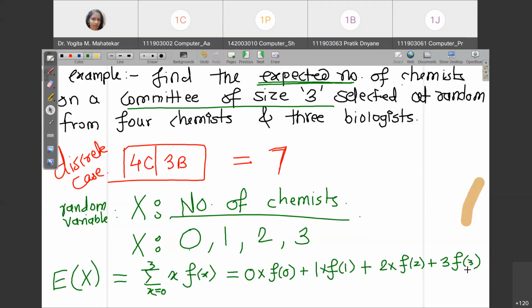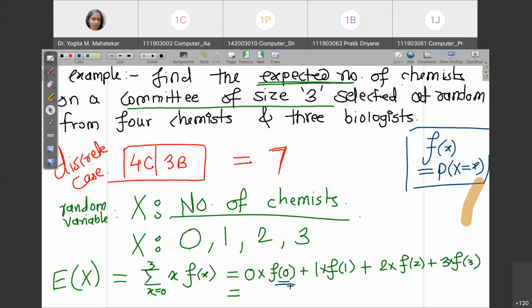What is small f of x? Tell me quickly. Small f of x is the probability that capital X is equal to x, right? The probability function. Now tell me, what is f of 0? First, tell me f of 0.